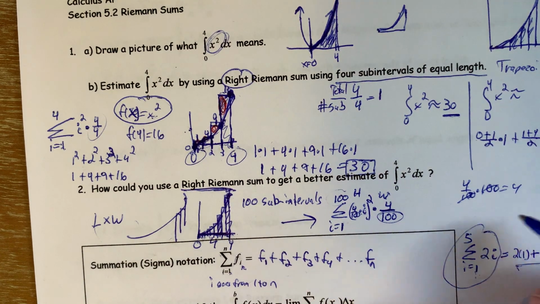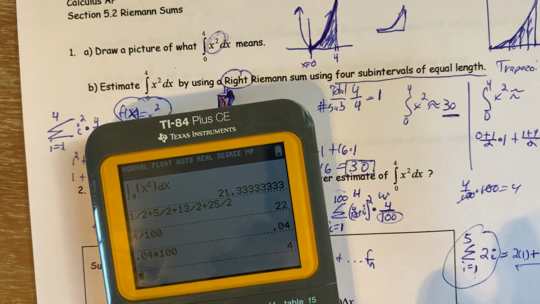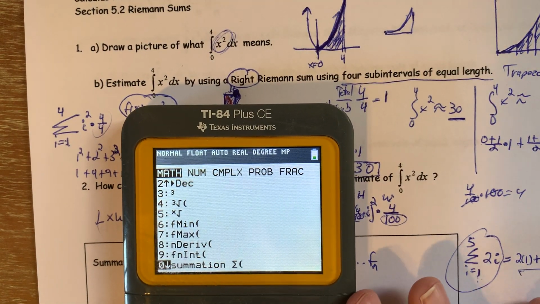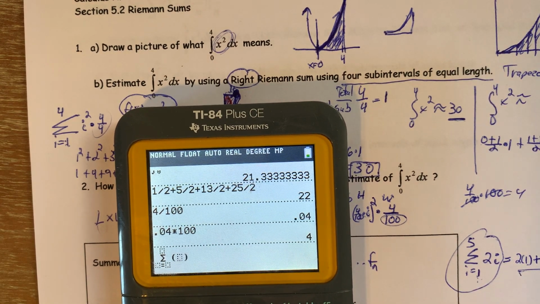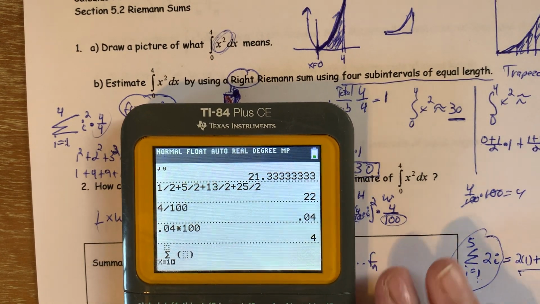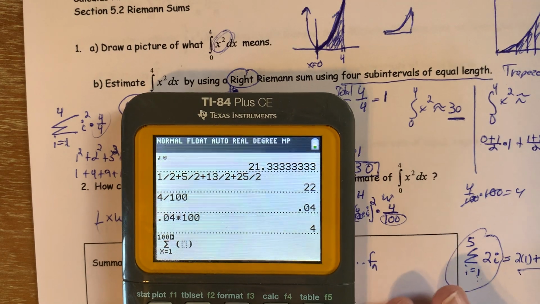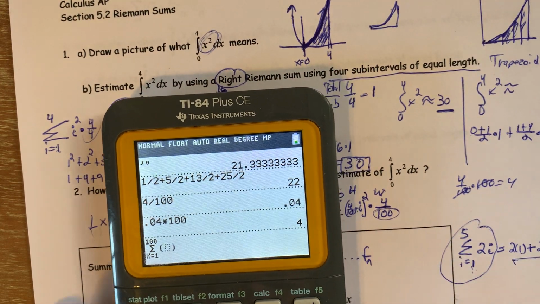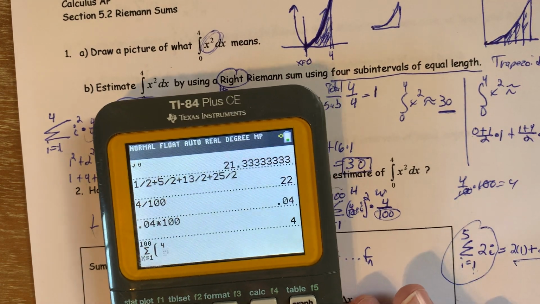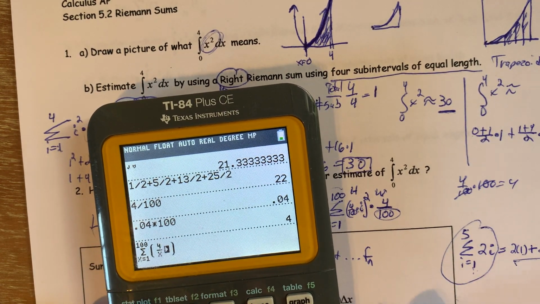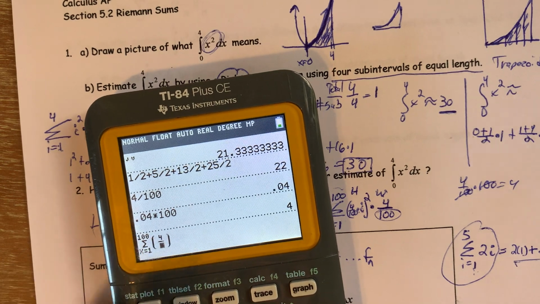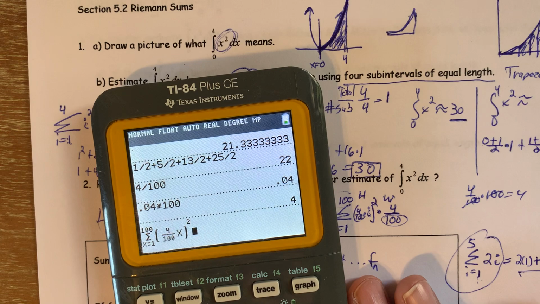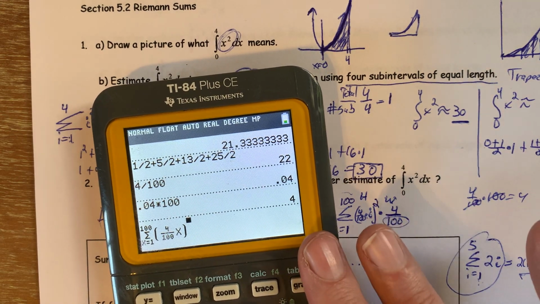So there's actually a button to do sums in the calculator, and it might take a little. I'm not sure how well it'll do it. So summation from, I'll put x equals 1 to 100 of, what do we say? This was 4 over 100 times x squared. Oh, wait, hold on. Oh, no. This needs to be within the summation.